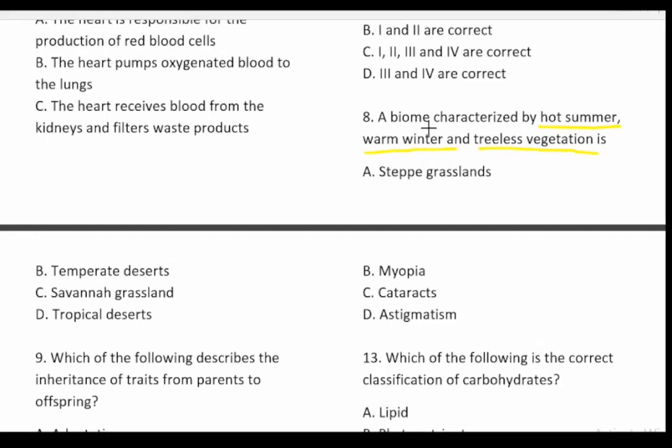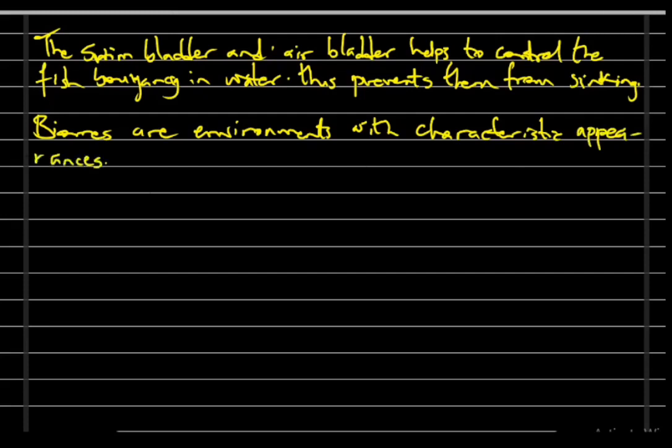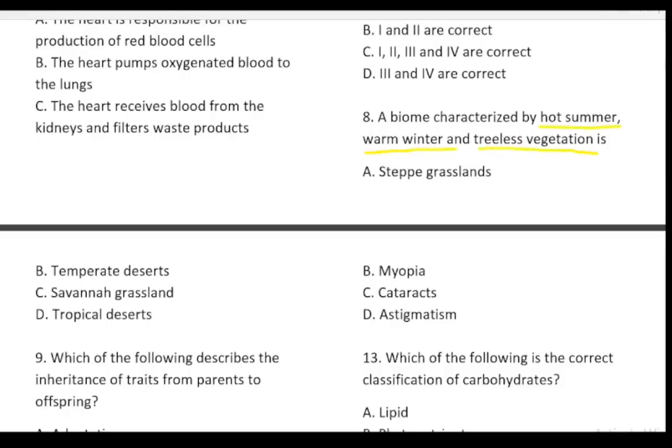Now, the question is looking for a biome. Biomes are environments with characteristic appearances. So when we have a biome, it is going to have uniform characteristics. That is basically what that is telling us. Now, if you look at our options, we have steppe grassland, temperate desert, savanna grassland, then tropical desert. It said it could have hot summer, warm winter. Summer, yes, talking about hot environments, and then the winter, which is supposed to be the cold season, is also temperately warm. And then the last clue that we have is the treeless vegetation.